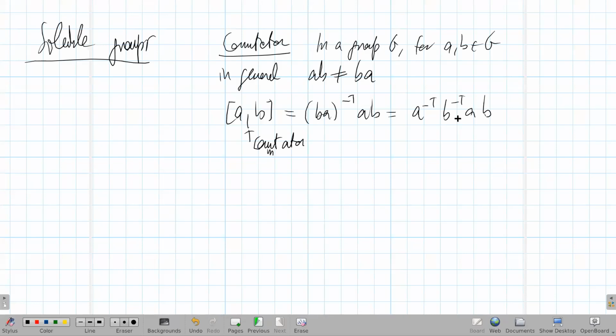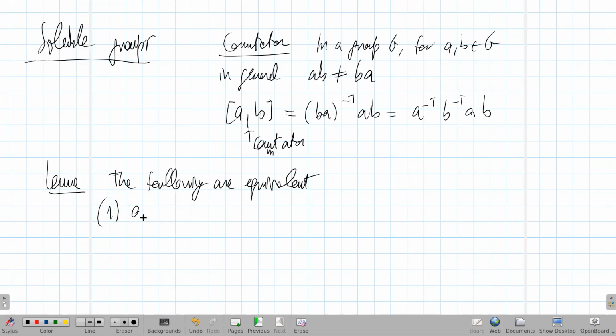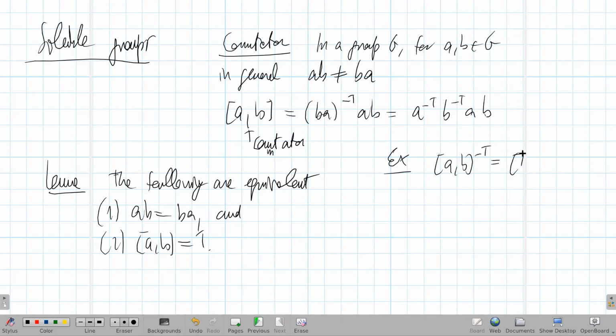So it's immediate from this, that lemma: in this situation, the following are equivalent. For A and B in a group G, AB equals BA, and the commutator is 1. That's it. As an exercise, which is immediate by this, the inverse of a commutator is again a commutator.